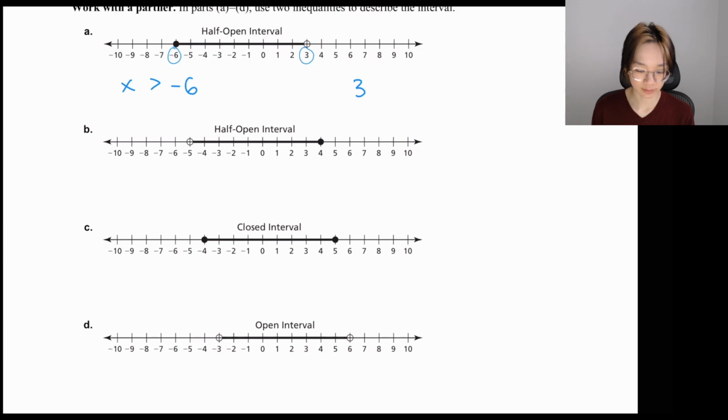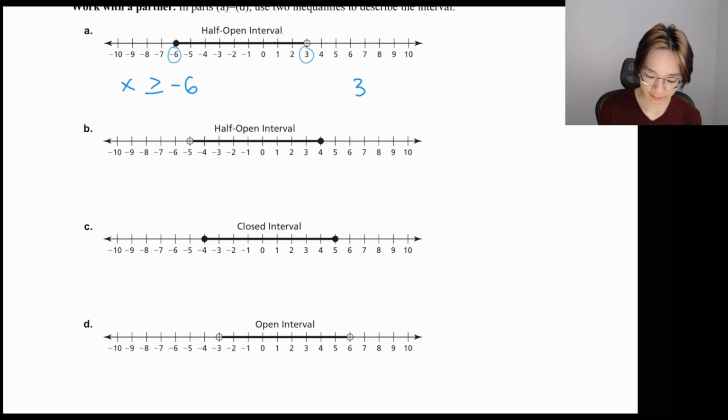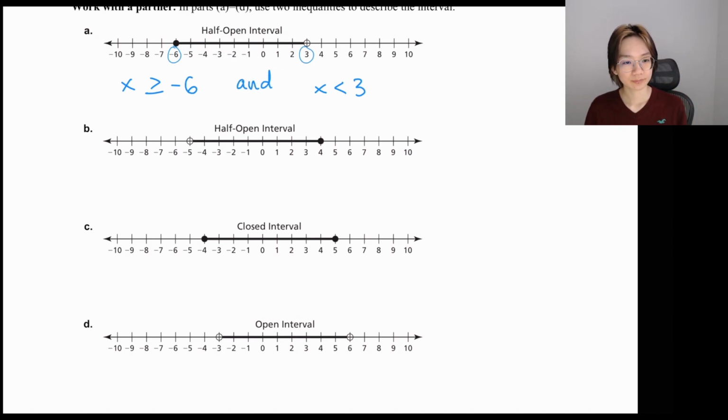And what about the other side? Or it's closed circle, so it's equal to. Other side for 3, it's an open circle, so not equal to. And x, the shaded part, is covering numbers that are smaller than 3. So x is less than 3. I'll explain this in a second, but we have our 2 inequalities, and there's going to be an and between them. So x is greater than or equal to negative 6, and x is less than 3.